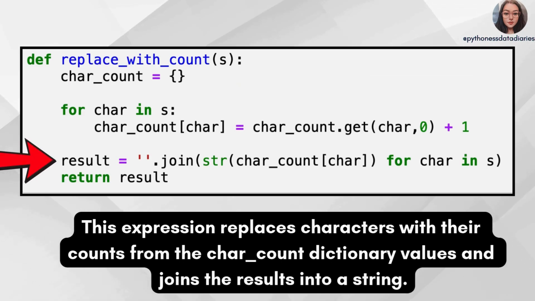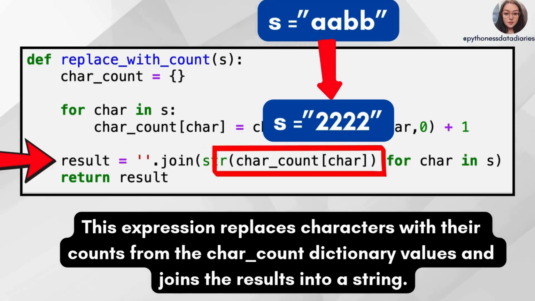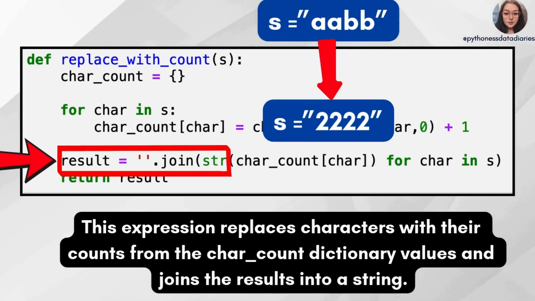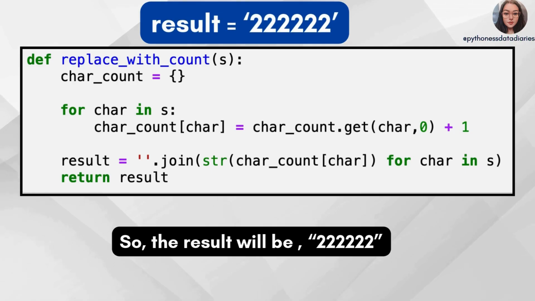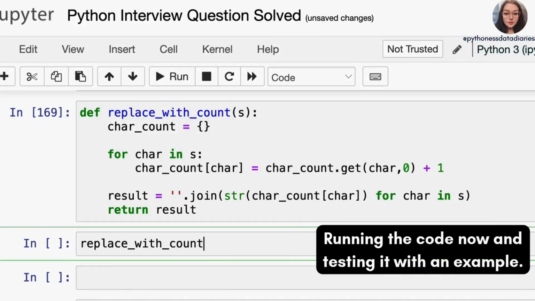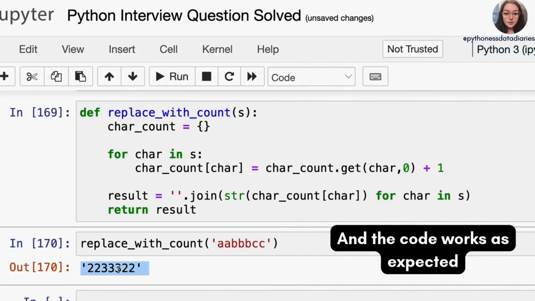This expression replaces characters with their counts from the char_count dictionary values and joins the results into a string. So the result will be 2 2 2 2. Running the code now and testing it with an example. And the code works as expected.